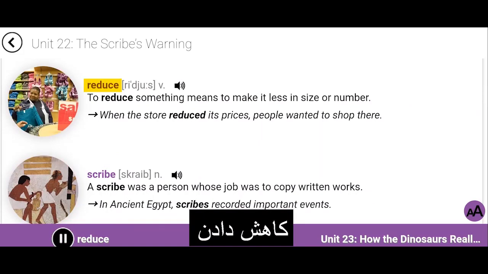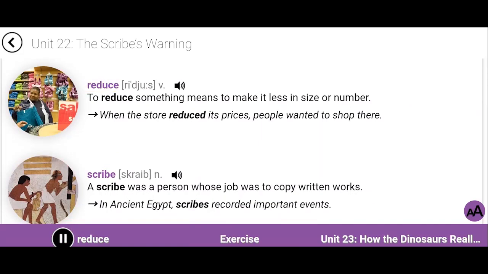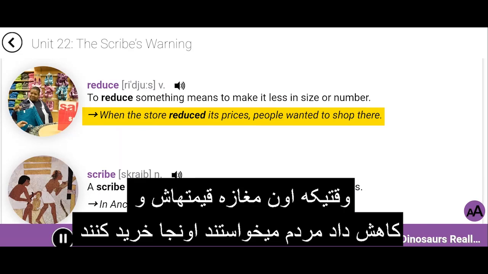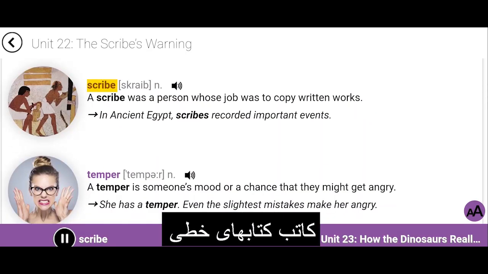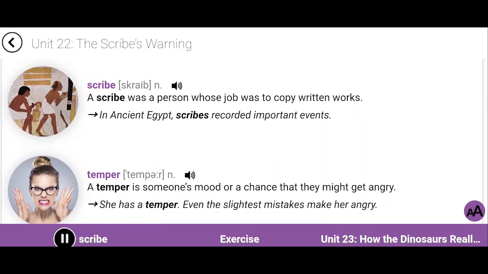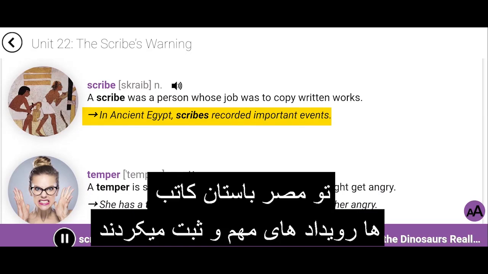Reduce. To reduce something means to make it less in size or number. When the store reduced its prices, people wanted to shop there. Scribe. A scribe was a person whose job was to copy written works. In ancient Egypt, scribes recorded important events.